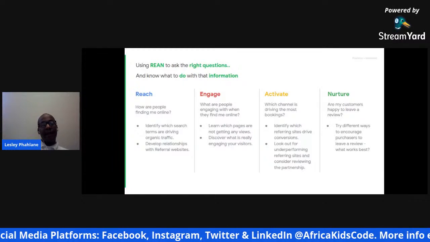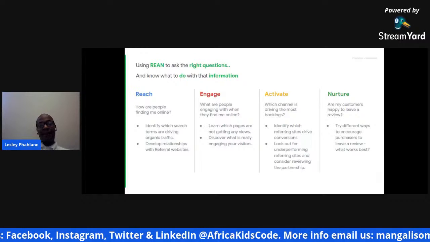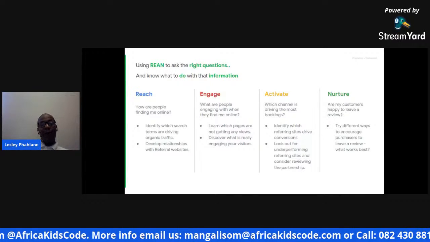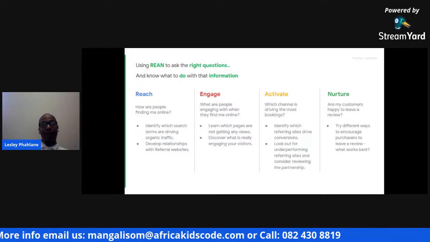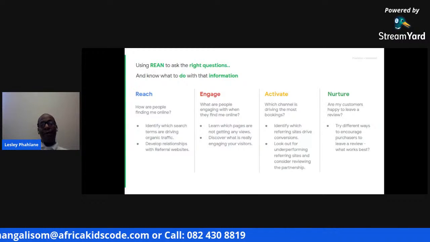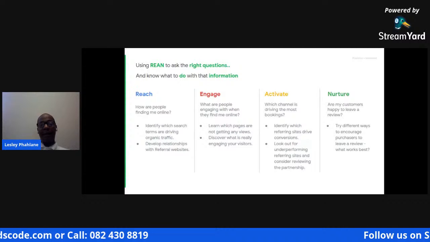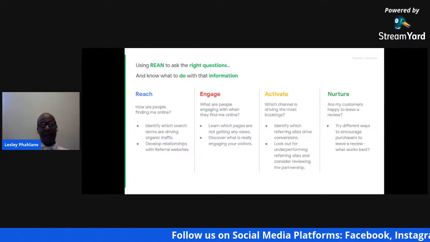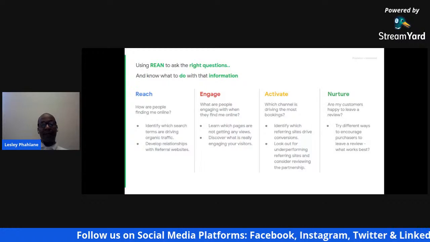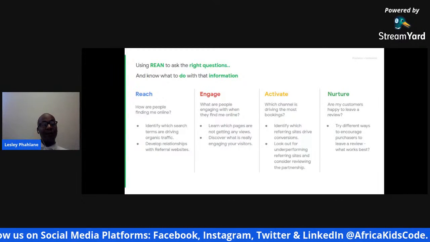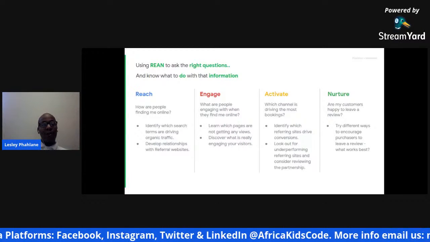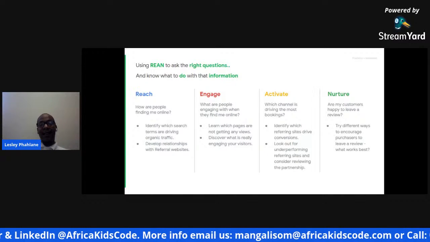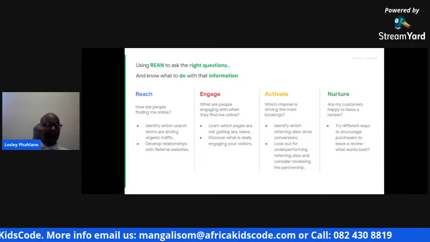With the RIM concept and tips to practice, reach: how are those people finding you online? Then you will identify which search terms are driving the organic traffic to your site. And then you also look to improve links from your social media platforms. And then you also develop relationships with referral websites to drive more traffic to your site.